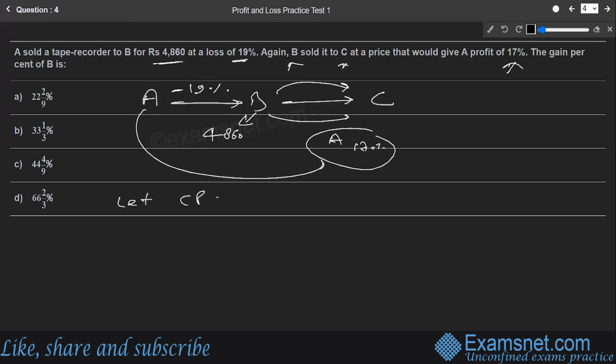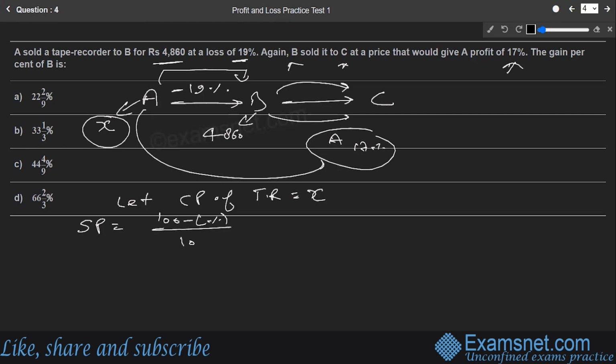Let's say the cost price of the tape recorder is X. That means where it started, A would have got a cost price of X rupees for the tape recorder. Then what is the first part of the deal between A and B? A has sold it to B at 4860 rupees, suffering a loss of 19%. So we can use the selling price formula. When the loss happens, selling price is given as 100 minus loss percent over 100 into cost price. This is how the selling price comes out when the scene is of loss.